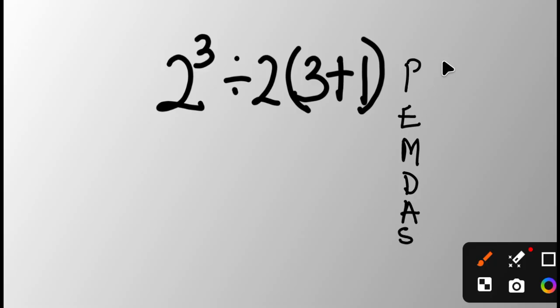P here stands for parentheses. We do the parentheses first. E here stands for exponent. We do the exponent. After the exponent, we do the multiplication and the division. We evaluate from left to right. After that, we do the addition and the subtraction. We also evaluate from left to right because they have equal priority.